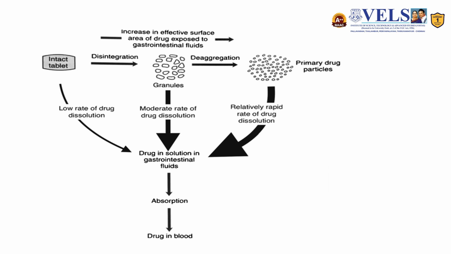So this is the mechanism of tablet disintegration in the body. First the tablet will disintegrate into granules, and further it disaggregates to form primary drug particles. Then the granules dissolve, the drug enters the gastrointestinal fluid, and absorption takes place in the blood.